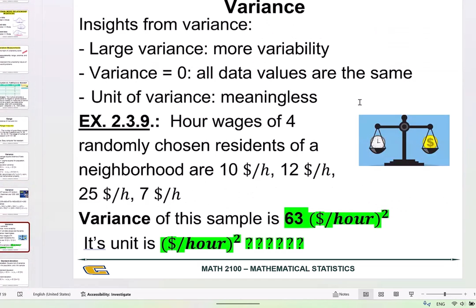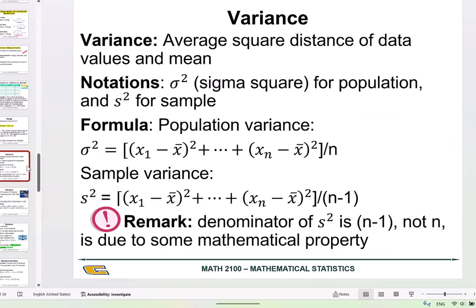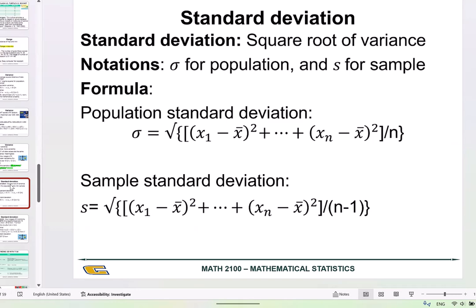For variance, the insight we can gain is this: when we have a large variance, it means you have more variability in your data. A variance of zero means all data values are the same. Because the nature of variance is that you add up these squares, if the variance is zero, each of them is zero, which means all data values equal the mean. They just have a fixed case.